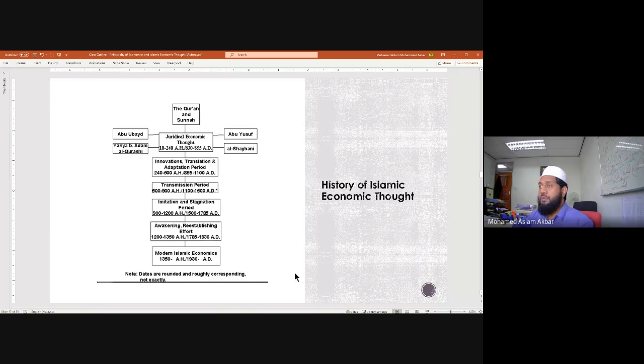You can see that in the formation period, for example, you have Abu Yusuf, Abu Ubaid, Imam Muhammad Shaybani, then you have Yahya bin Adam al-Qurashi. So these are a few scholars. There are many, we just name a few. Then this is called the formation period, which started 630 to 855.